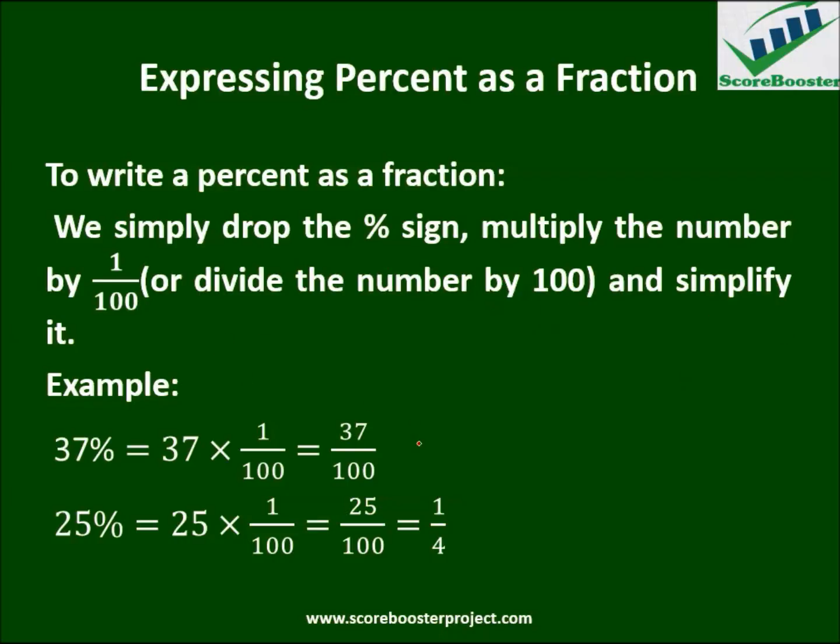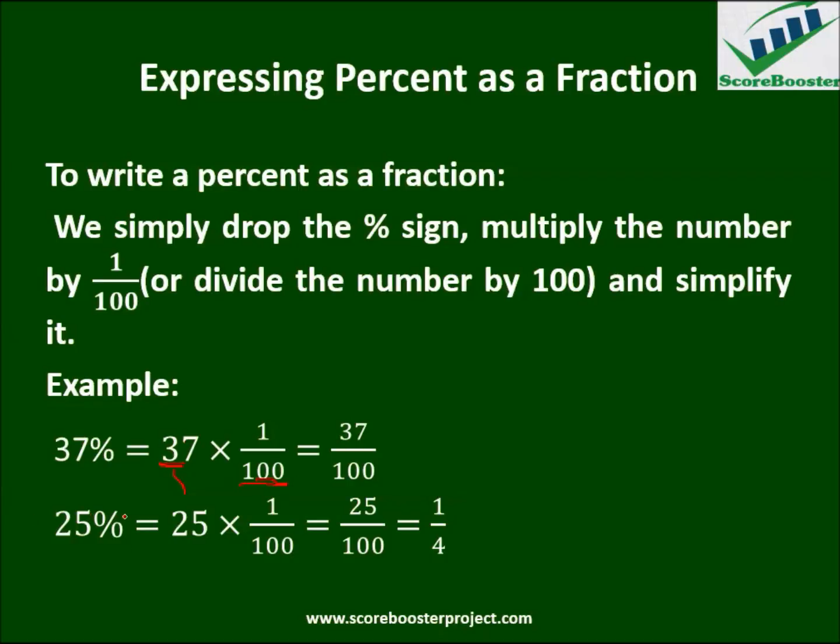Then you simplify. So for example, 37% here, you write the number 37, then you multiply by 1 over 100. So the 1 over 100 here represents percentage. Then you now simplify. So 37 times 1 is 37, then 100, the denominator remains, because 37 here is like writing 37 all over 1. So you have 37 over 100.